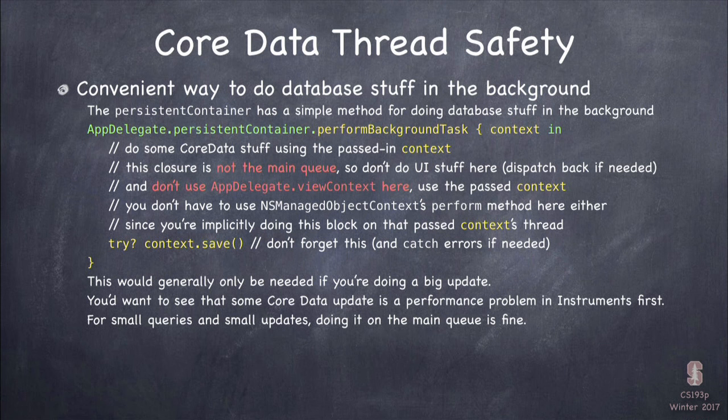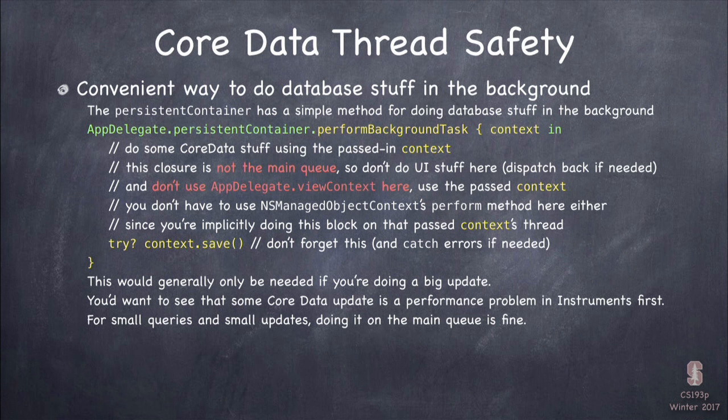Now, inside this closure, a couple of things to be really careful of. One, never use view context in here. Do you see why that would be horrendously bad to use view context inside this closure? Because this closure, by definition, is not executing on the main queue. By definition, this closure is on a separate queue, on a background queue. That's the whole point of this thing, to put this on another queue. So never use view context in there. That's why it's in red.